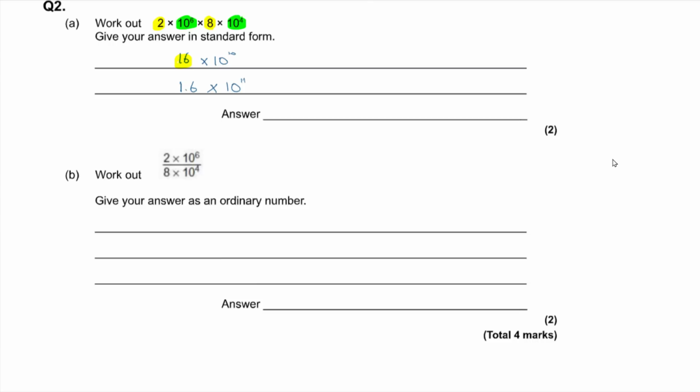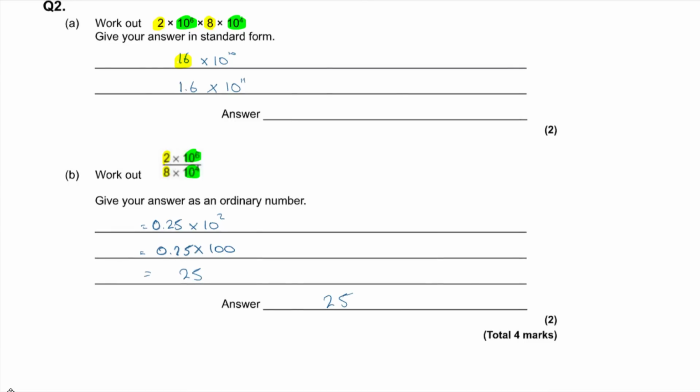Part B, well, this is very similar to the one we've just done, so divide 2 by 8, what's that? 2/8, 1/4, that's 0.25. Dividing 10 to the 6 by 10 to the 4, that is going to give me 10 to the 2. Now this time it wants me to write it as an ordinary number. So 10 to the 2, that's 100, isn't it? Okay, 100 times 0.25, that's just going to be 25.